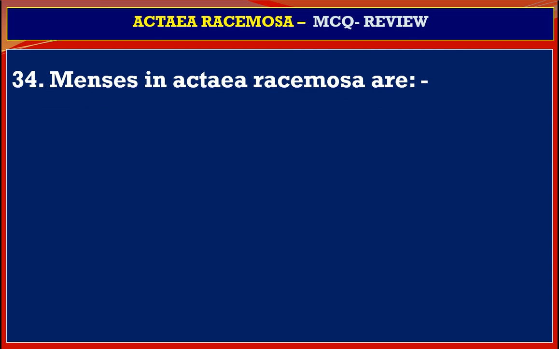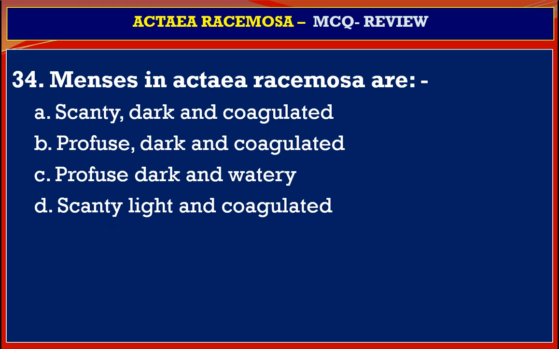34th MCQ is menses in Actaea racemosa are A. Scanty, dark and coagulated, B. Profuse, dark and coagulated, C. Profuse, dark and watery, and D. Scanty, light and coagulated. Answer is D.